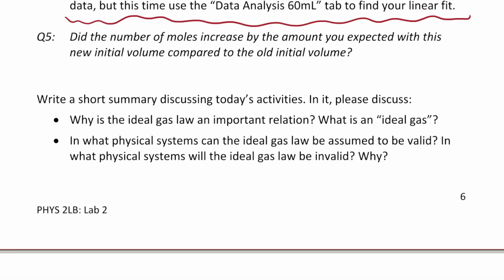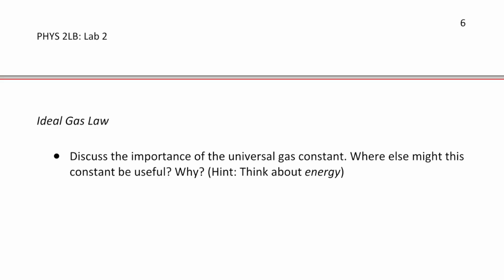And then it asks, in what physical systems can the ideal gas law be assumed to be valid, and in what physical systems will the ideal gas law be invalid? Why? Are there systems where you can't even use the ideal gas law at all? What would those be? And then it says, discuss the importance of the universal gas constant. Where else might it be useful? Why? They give you a hint to think about energy: how might it be useful in the context of energy, or maybe some other equation or concept relating to energy. It's a semi-open-ended question.